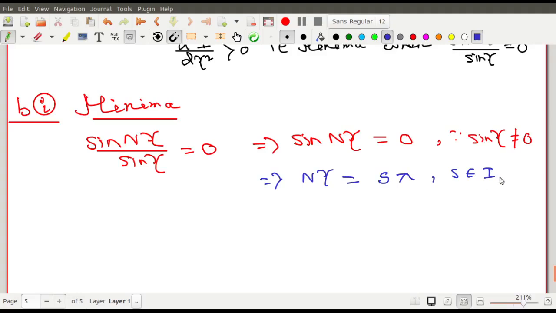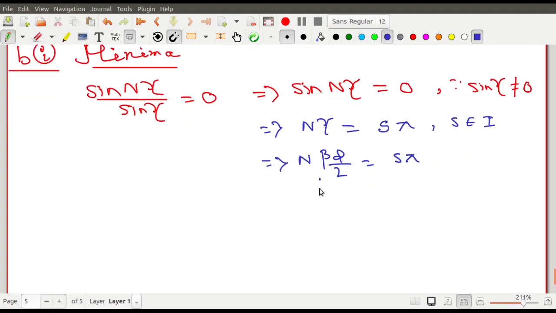In general it appears that s can take all values, there is no restriction. What is the value of gamma? Gamma is beta d by 2, this is s pi. Now if you fill in the blanks, you will get capital N a plus b sin theta. You know how to fill in the blanks. Capital N a plus b sin theta is equal to some s lambda. Here you have to do some SMS, supply the missing steps.